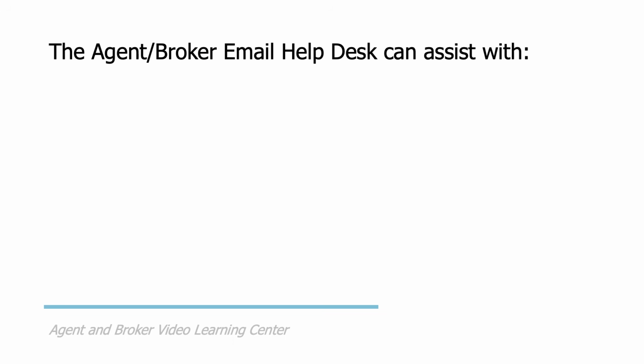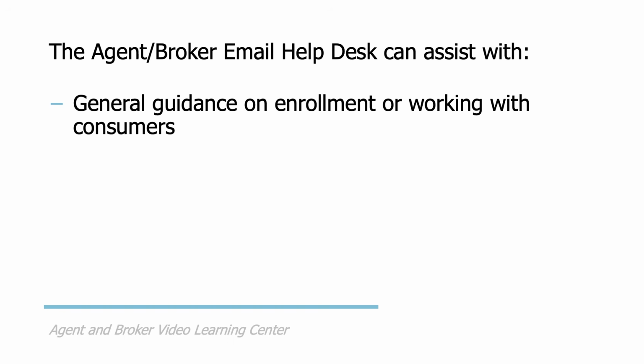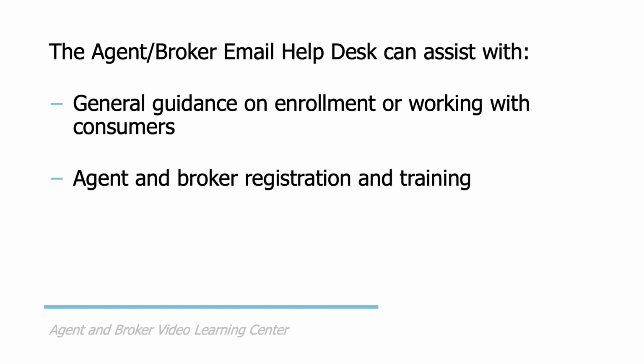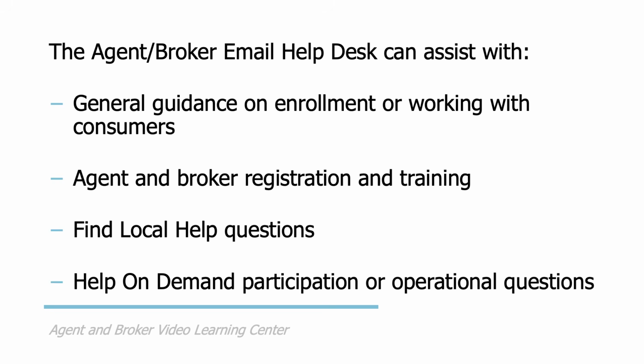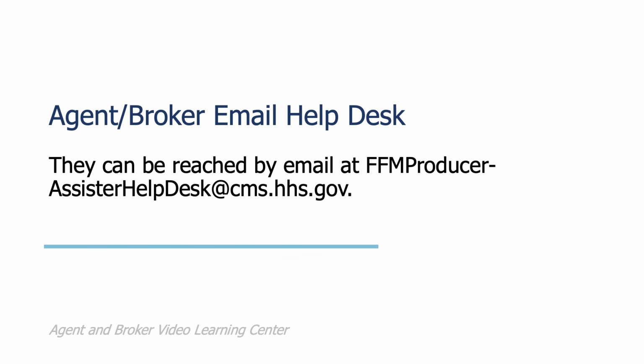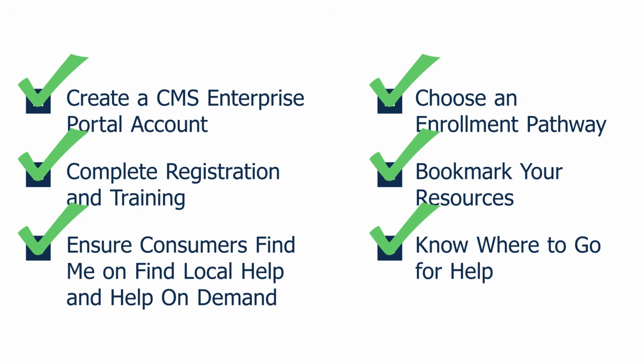The Agent Broker email help desk can assist you with other Marketplace questions such as general guidance on enrollment or working with consumers, agent and broker registration and training, find local help questions, help on demand participation or operational questions, or any complex consumer application questions unable to be resolved with the Marketplace Call Center. The Agent Broker email help desk can be reached by email at ffmproducer-assister-helpdesk@cms.hhs.gov.